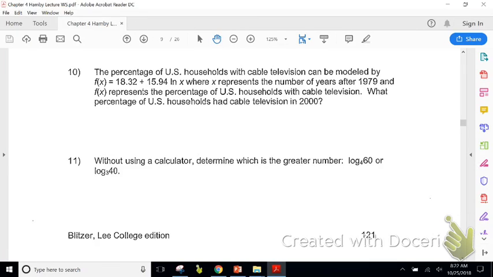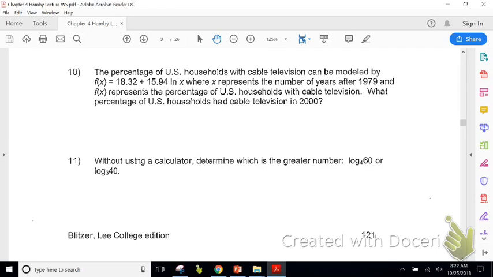Okay, number 10 says a percentage of U.S. households with cable TV can be modeled by that equation there, where X represents the number of years after 1979 and F of X represents the percentage of U.S. households with cable television. What percentage of U.S. households had cable television in 2000?